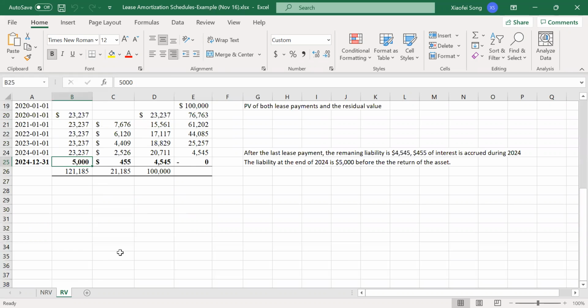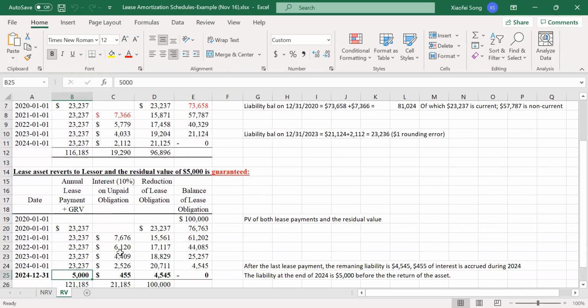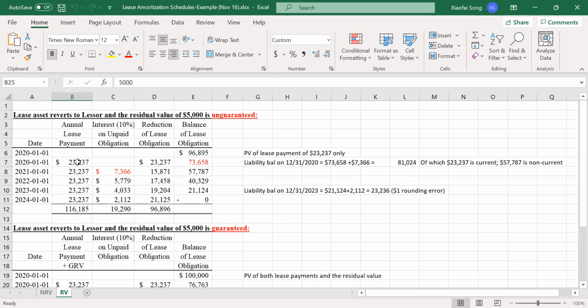And the table here is the one we look at when you have a residual value. When there's a residual value, regardless of whether it's guaranteed or unguaranteed, the lessor takes that into consideration in setting the lease payment. So because there is a residual value, the lease payment is lower. However, from the lessee's perspective, if it's unguaranteed, it ignores that and only capitalizes the lease payments, right? And so the net of these two is 96,896, okay?